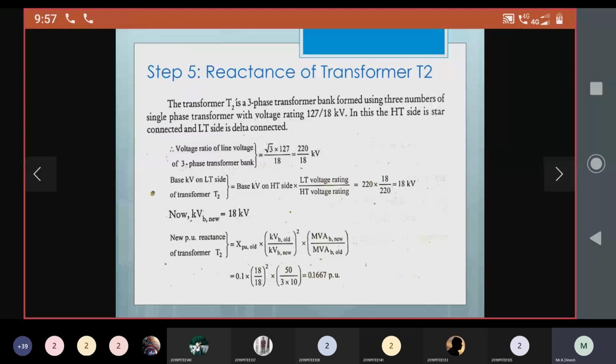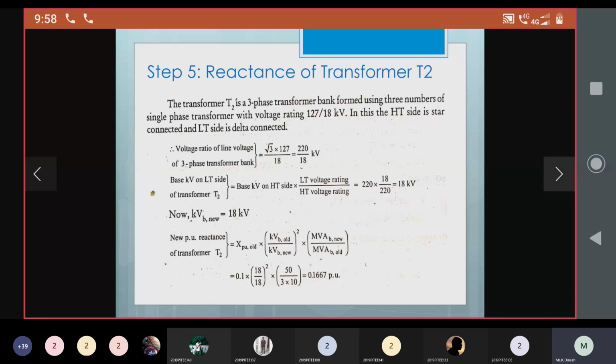So X per unit old into kVb old by kVb new the whole square into MVAb new by MVAb old. So 0.1 into 18 by 18 the whole square into 50 by 3 into 10, because it is a single phase transformer bank. So 3 into 10 is 30. Once you are calculating, you may get 0.1667 per unit. So transformer T2 is over.